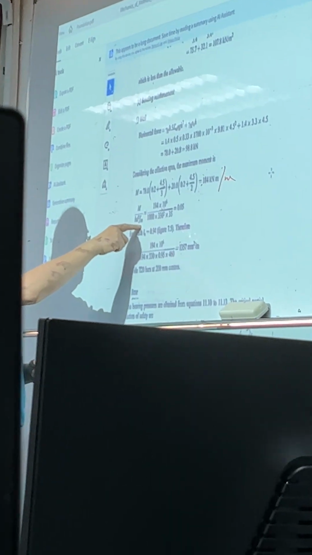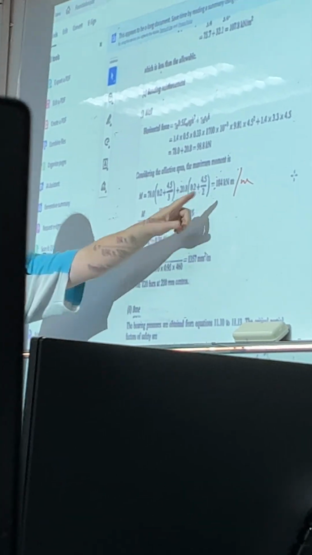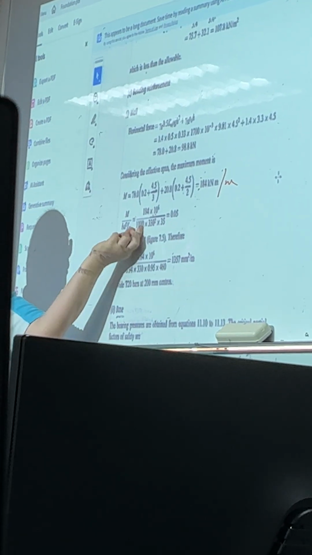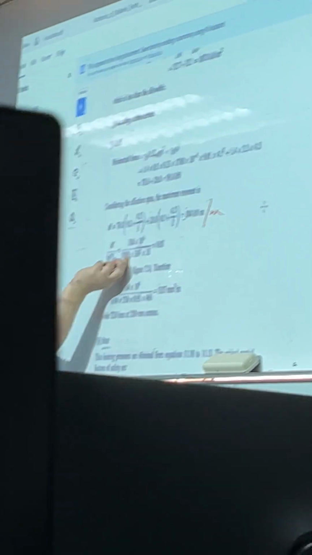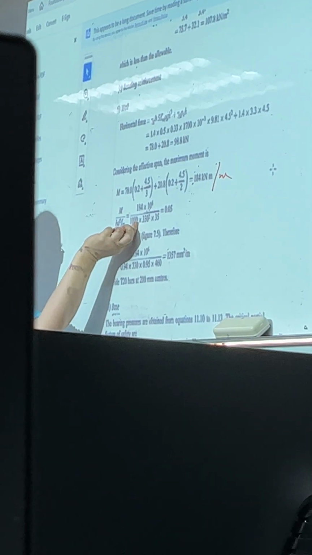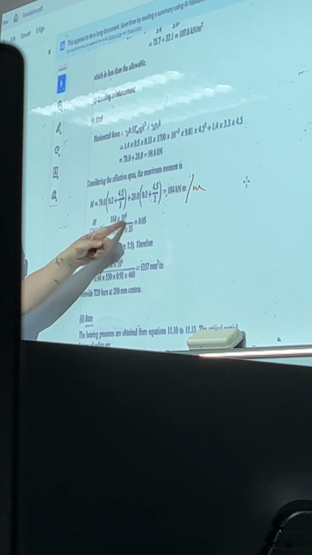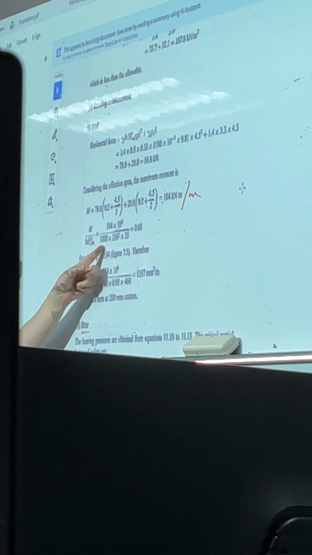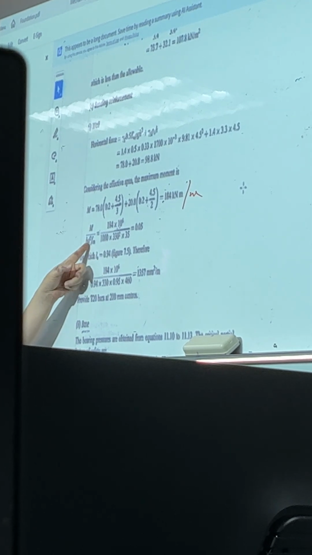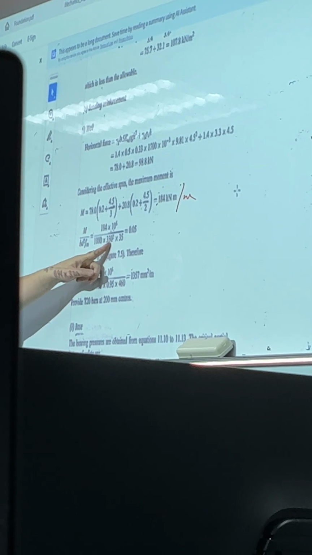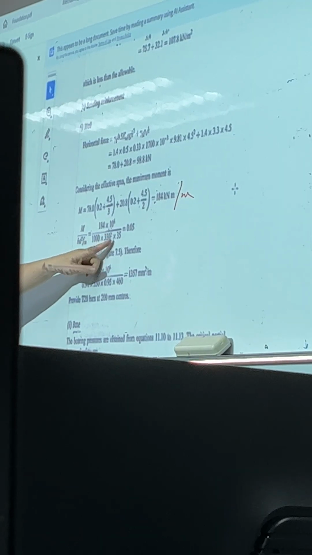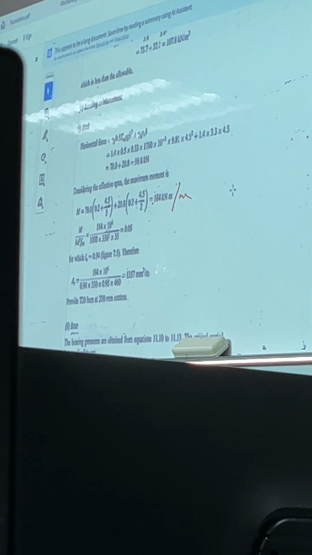Alright. So then the next thing you do is M over b d squared over f sub cu, right? Because it is per meter, that's why b is 1000 millimeter. Because we design based on per meter width basis. So 184 times 10 to the 6 divided by 1000, this d squared is 330 squared, and f sub cu is 35 MPa.